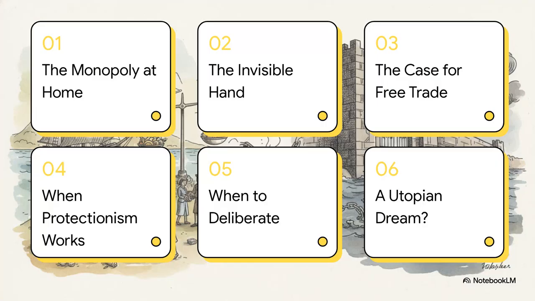So here's our game plan. We'll kick things off with the system Smith was actually arguing against, what he called the domestic monopoly. Then we'll unpack his most famous idea, the invisible hand, and lay out his brilliantly simple case for free trade. But Smith wasn't some dogmatic thinker. So we'll look at the nuance, when he thought protectionism was a good idea, and when it called for some serious political judgment. We'll wrap up with his surprisingly realistic take on whether true free trade could ever actually happen.